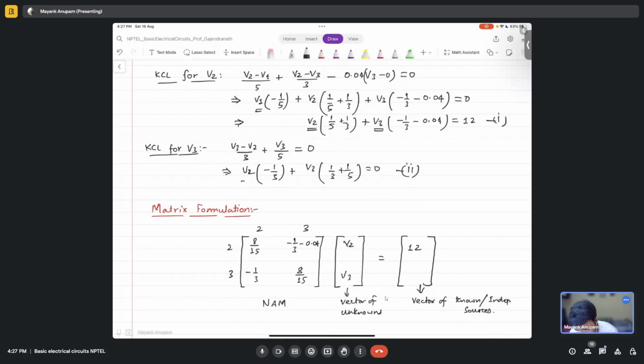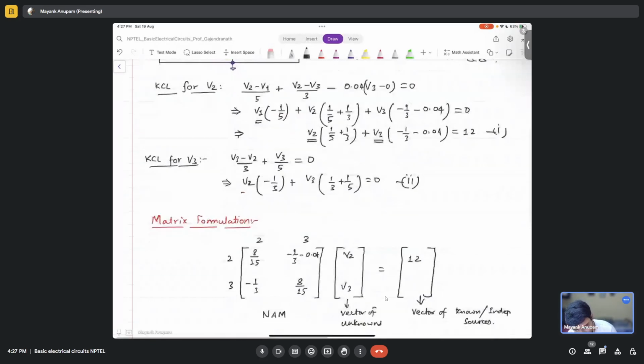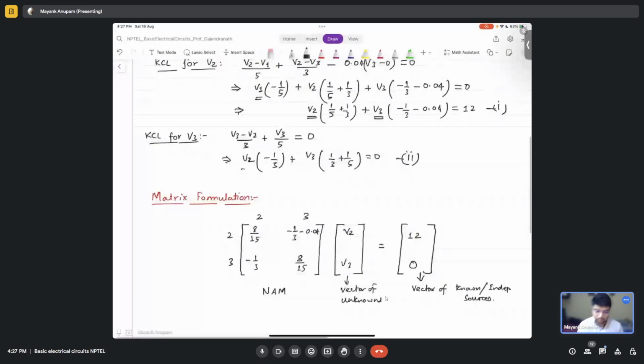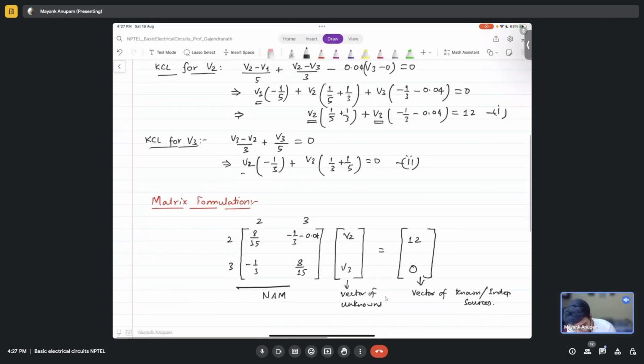Alright? And this will be 0. Correct? Yes. So this is our matrix right here.